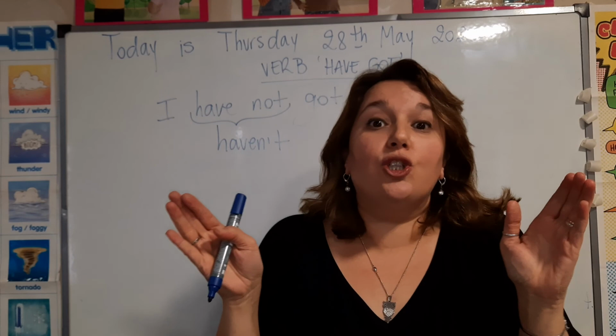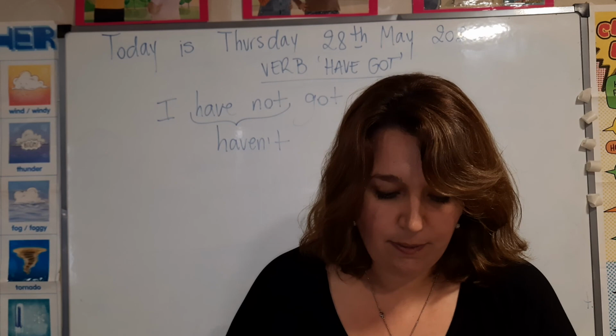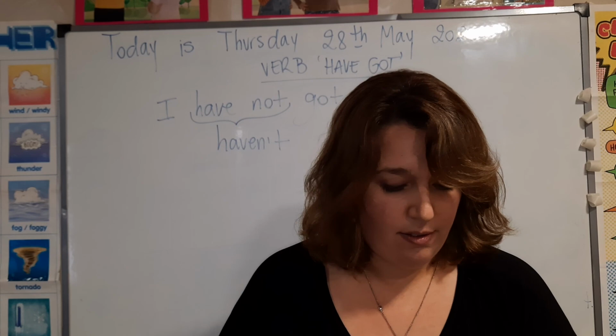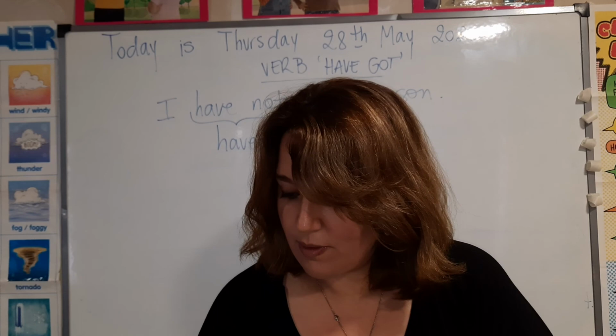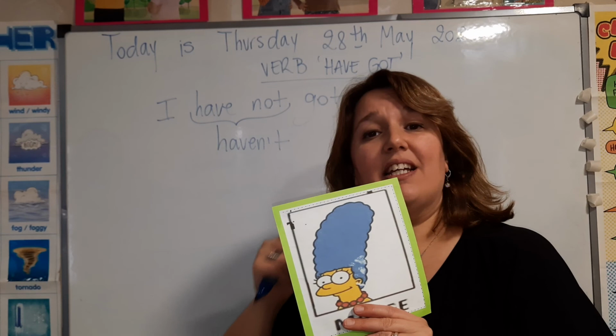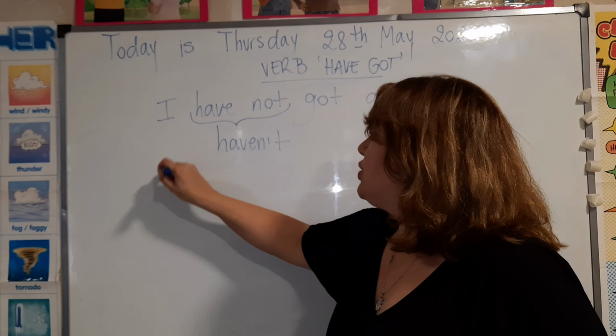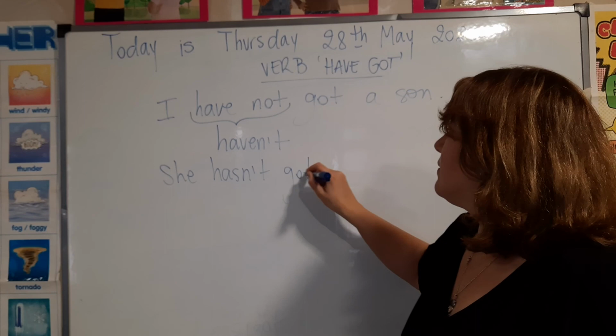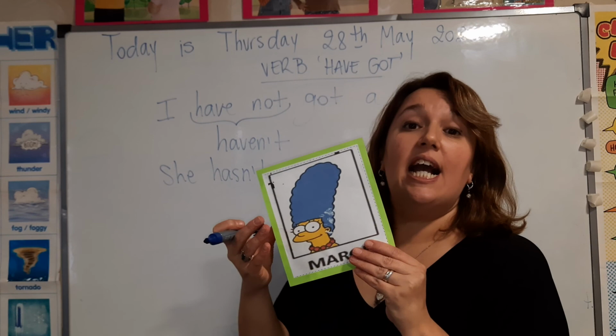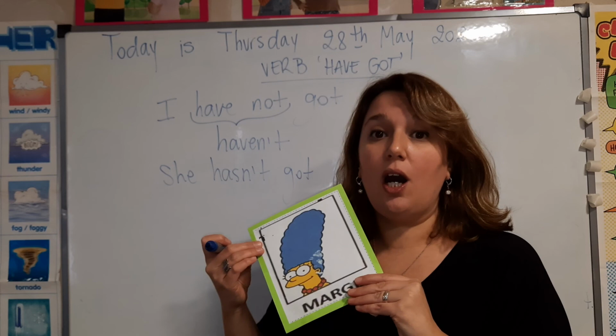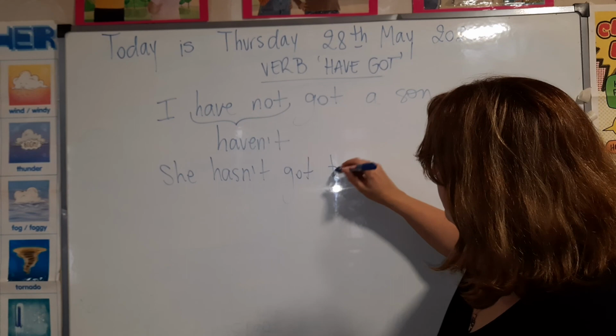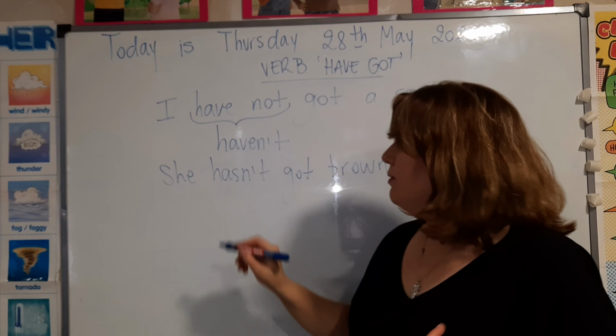Now, for example, she or he. I can say, she hasn't got brown hair. Yes, it is blue. She has got blue hair. She hasn't got brown hair. So you can use hasn't or has not. It is the same.